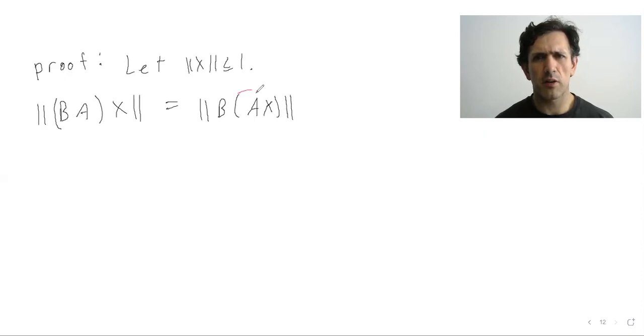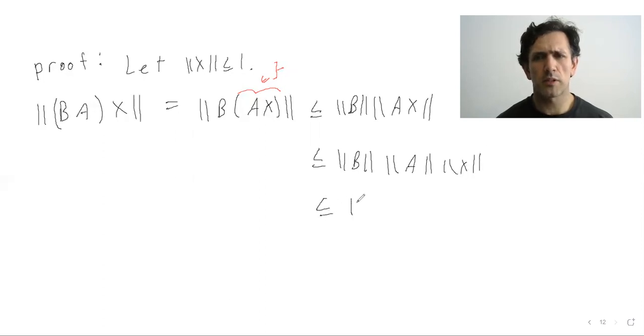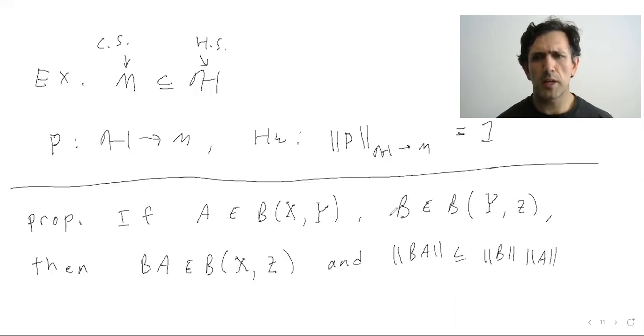But AX is itself in Y. So this is less than or equal to the norm of B times the norm of AX. But the norm of AX is itself less than or equal to the operator norm of A times the norm of X, which we're assuming is less than or equal to 1. So take the sup over all X with norm less than or equal to 1. Because X was arbitrary, this means that the operator norm of BA is less than or equal to the operator norm of B times the operator norm of A. And that's really all there is to it. That BA is a bounded map from X to Z is just from the linearity of A and B.